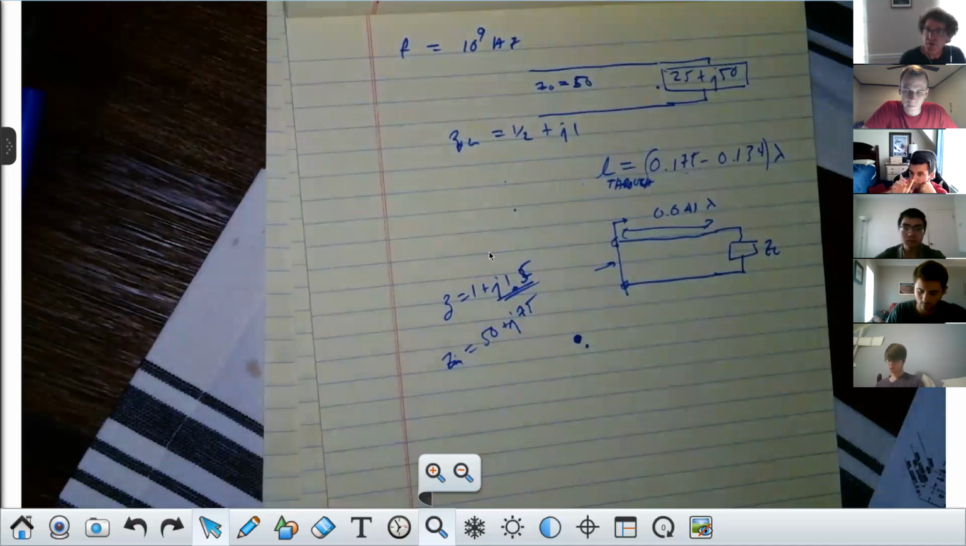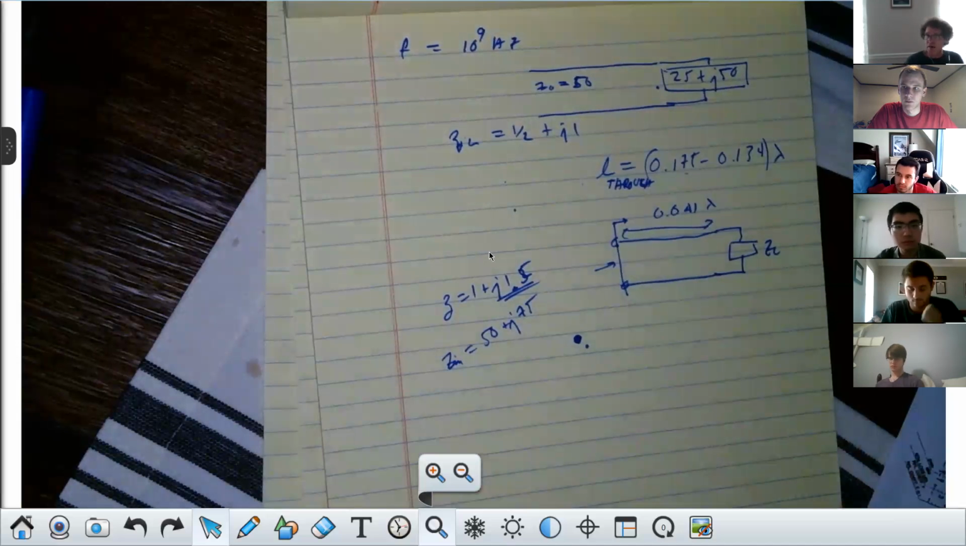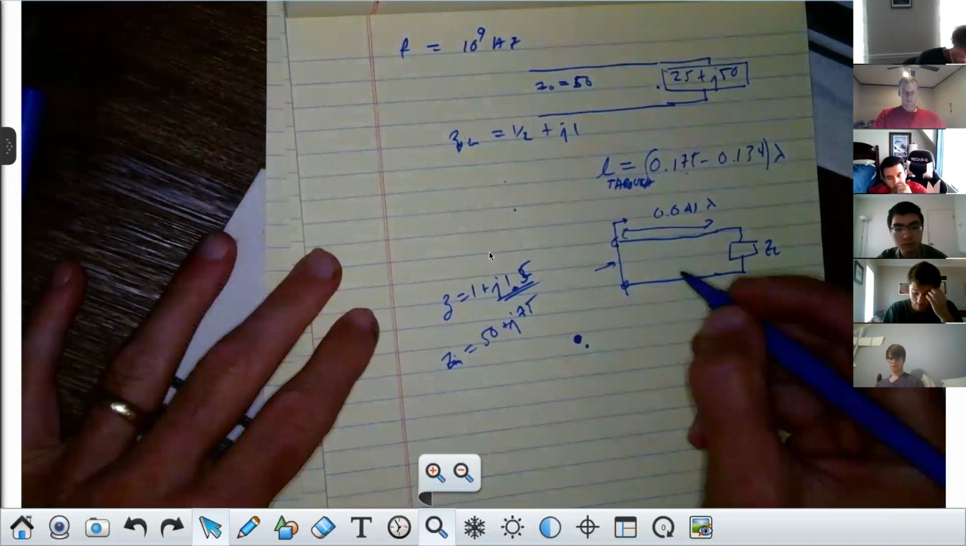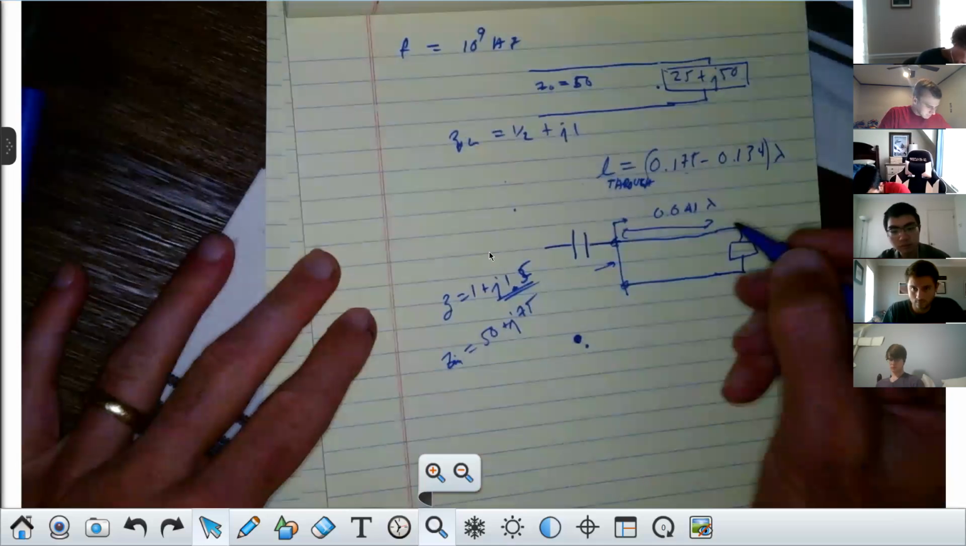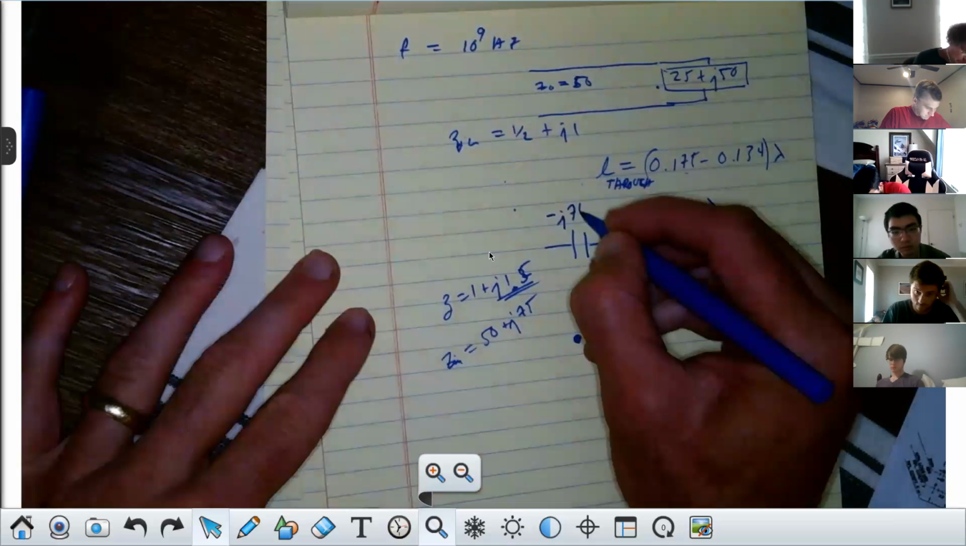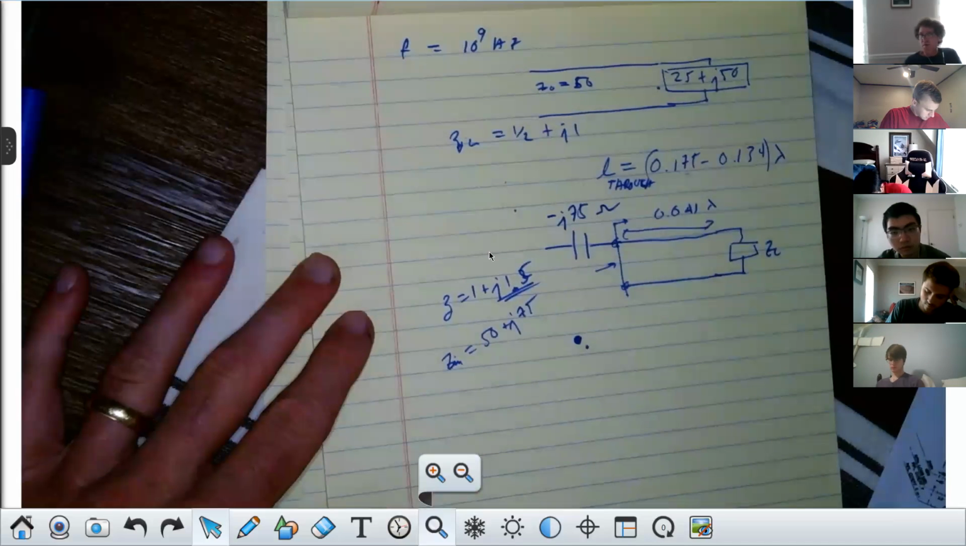If I put a series element, what would get rid of it? What series element has a negative j impedance? Think about it. A capacitor. The impedance of a capacitor is 1 over j omega C, and 1 over j is minus j, so minus j over omega C. So what I'm going to do is put a capacitor in series with it. And I want this capacitor to have an impedance of minus j 75 ohms. How many understand that? Got me? I want to get rid of the imaginary part.